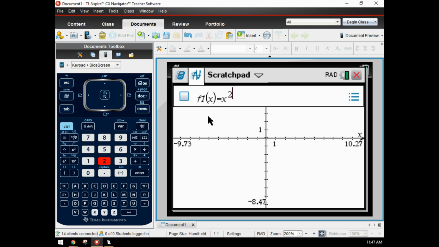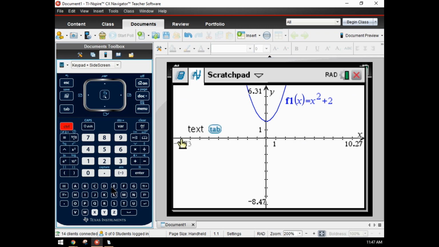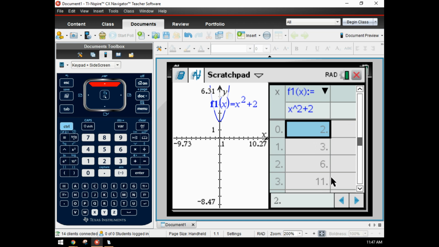Graph x squared plus 2. Okay, so it looks like this, and then you do Control and T, and you get this. To figure out where the vertex is, you can look here, but you have to look at the pattern. You see it counts down, and then it gets to 2, and it starts reflecting the same numbers again.